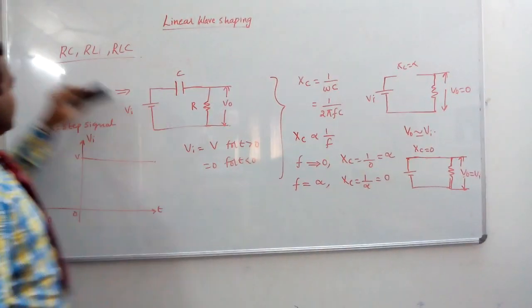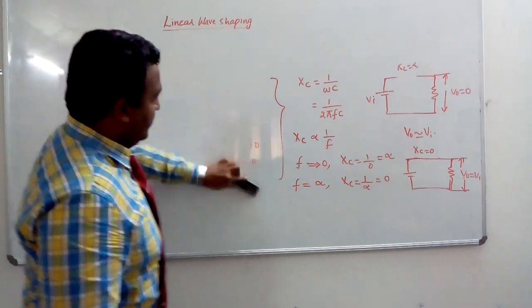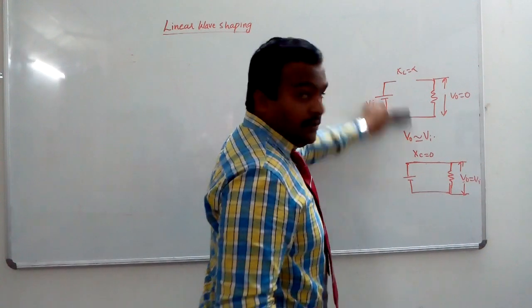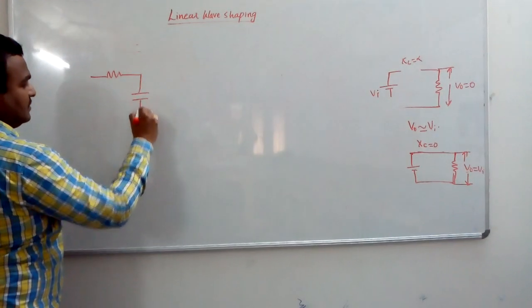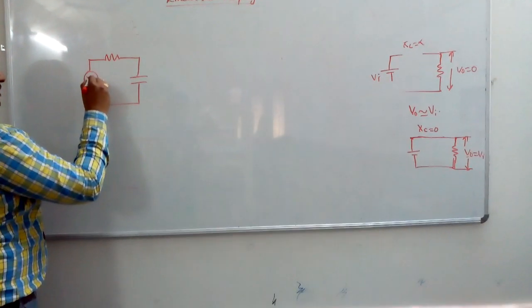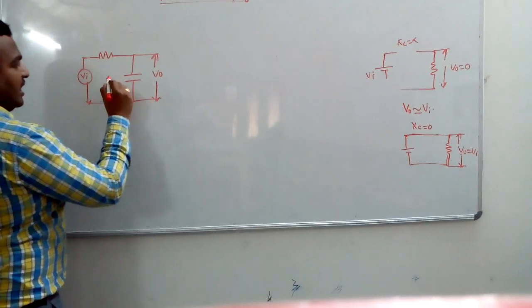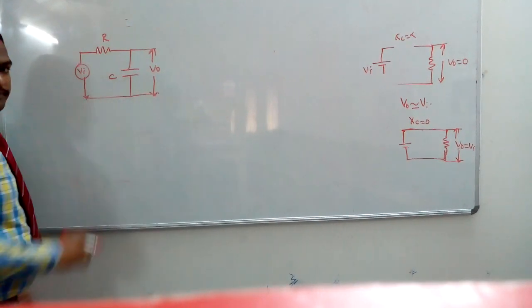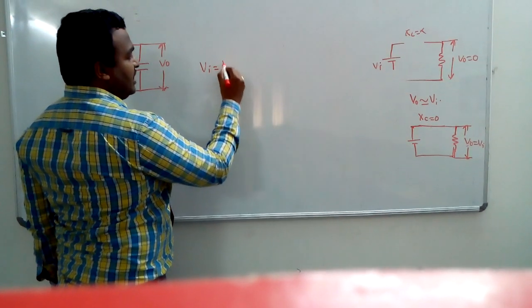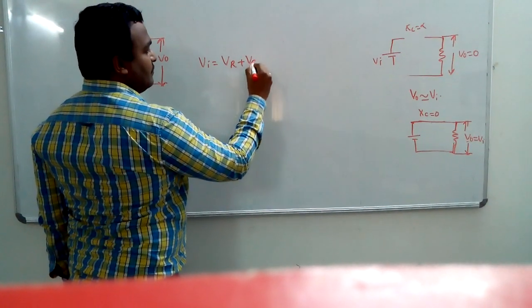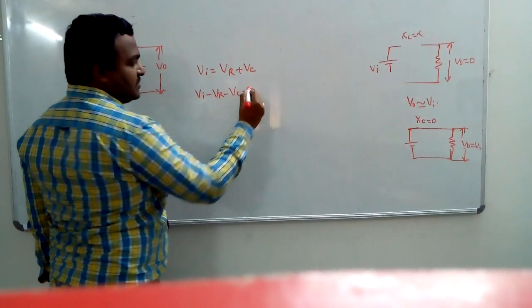Now let us look at the characteristics of high pass RC and low pass RC. Let us take a circuit with a resistor and capacitor. This is my input voltage Vi, and across the capacitor I am taking the output voltage V0. This is the capacitor and this is the resistor. According to Kirchhoff's voltage law, the algebraic sum of voltages in a closed loop is equal to 0. Then I can simply say Vi minus Vr minus Vc is equal to 0.